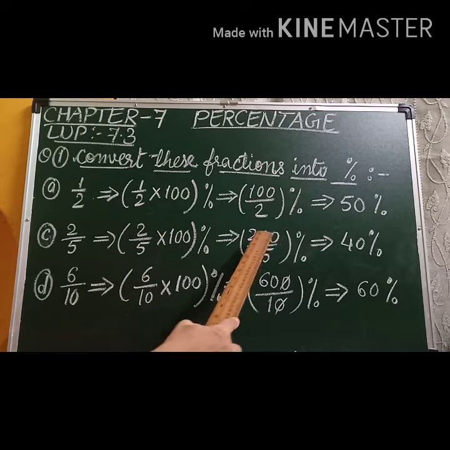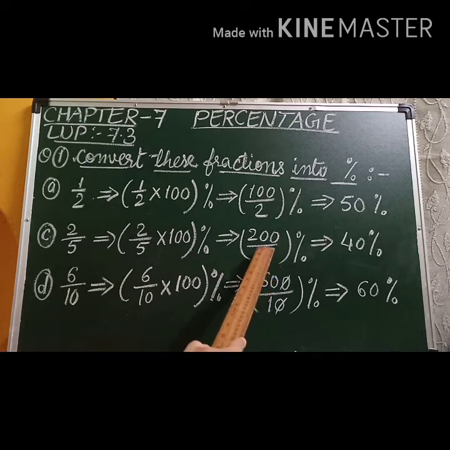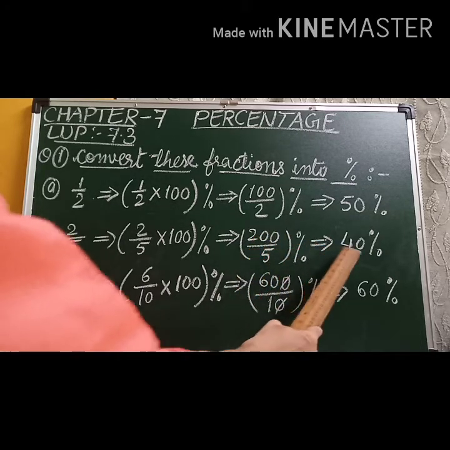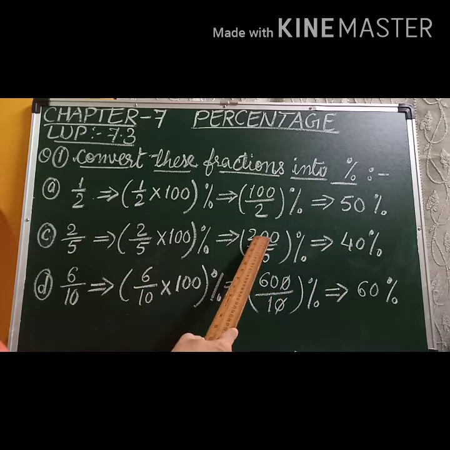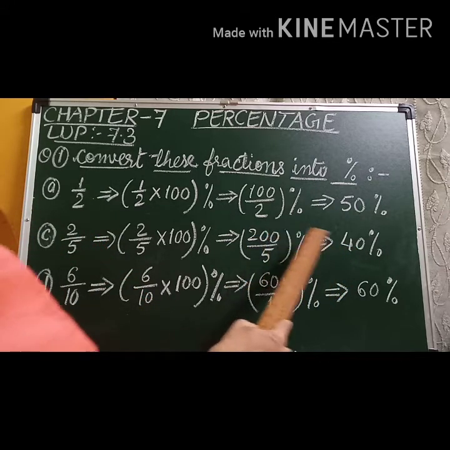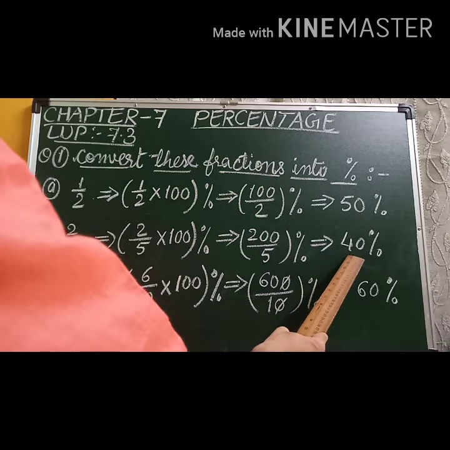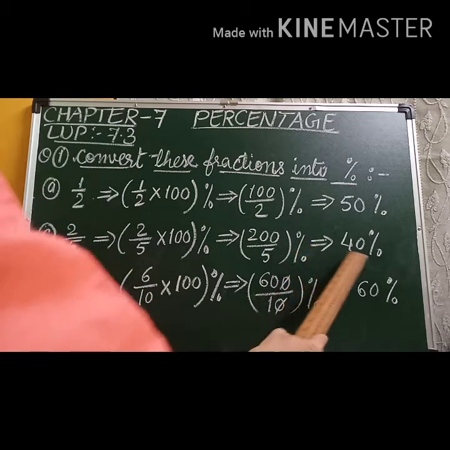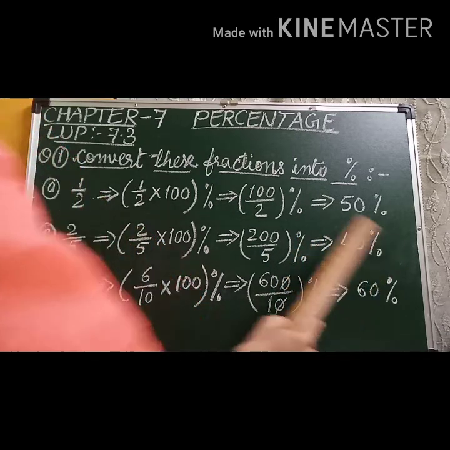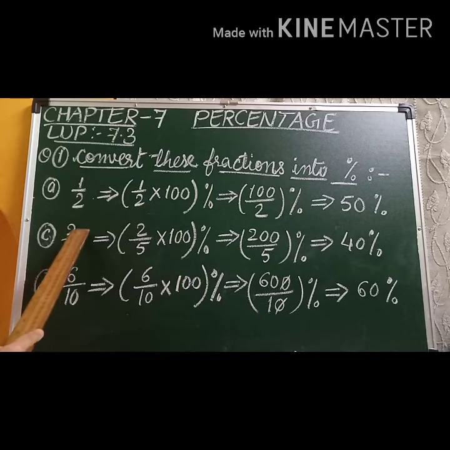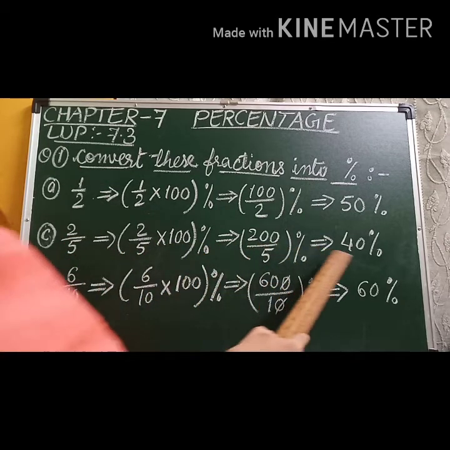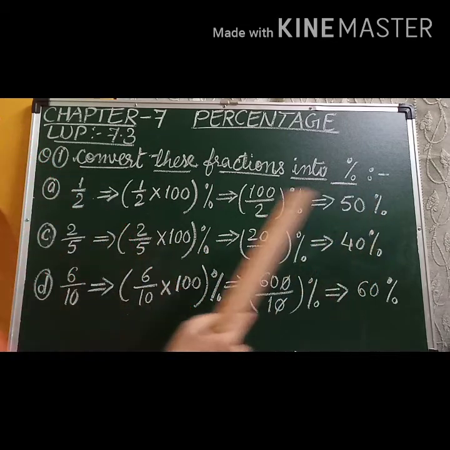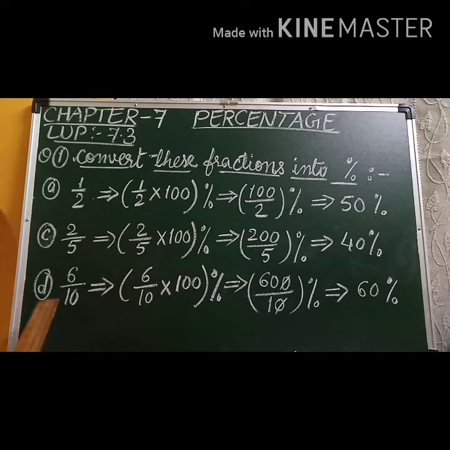When we divide 200 by 5, we will get answer 40. 5 fours are 20 and this 0. So answer we are getting is 40 and the sign of percentage. So 40%. If the fraction is 2/5, we will get percent 40%. Okay. And in the next question, the fraction given is 6/10.